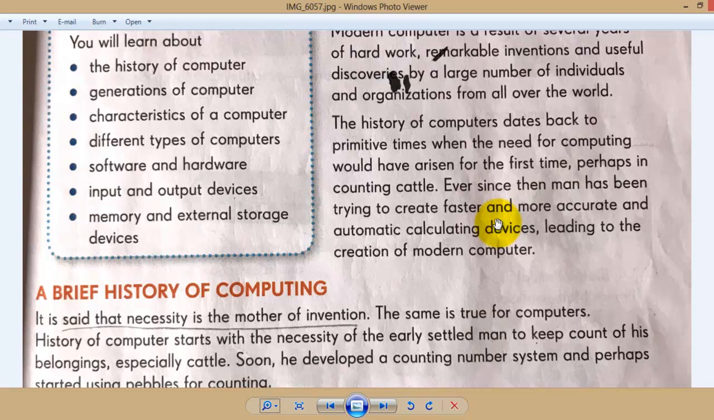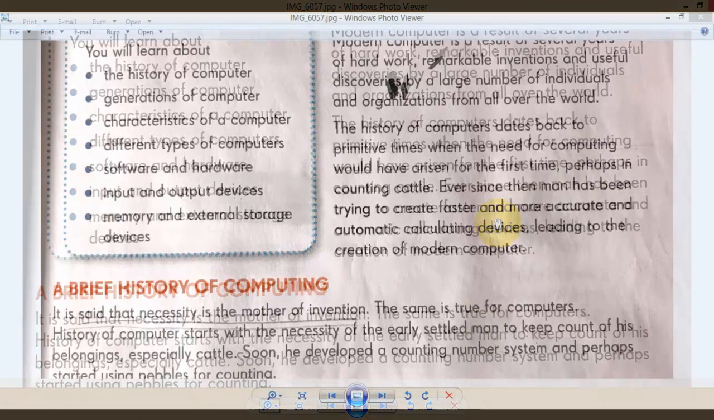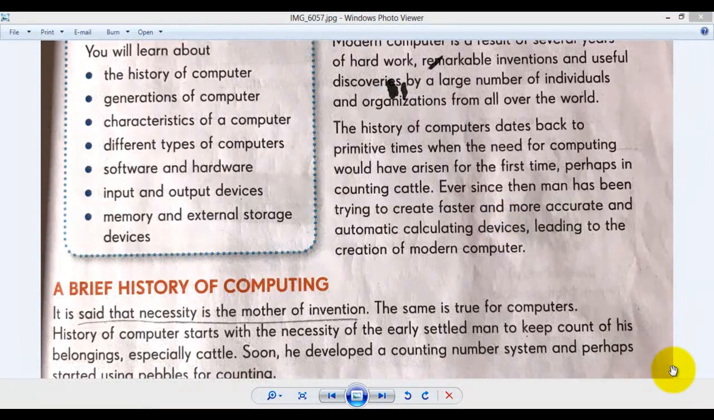Since then, man has been trying to create a faster, more accurate and automatic calculating device, leading to the creation of the modern computer. That's why man used to think about something more comfortable. I have already told you before also. Man has been thinking of a more accurate, comfortable and user-friendly device for calculation. So it came to the modern computer at last. So let's see. Look here.